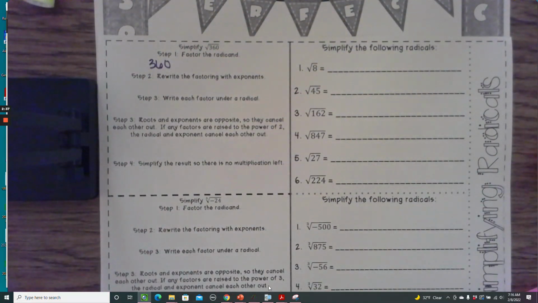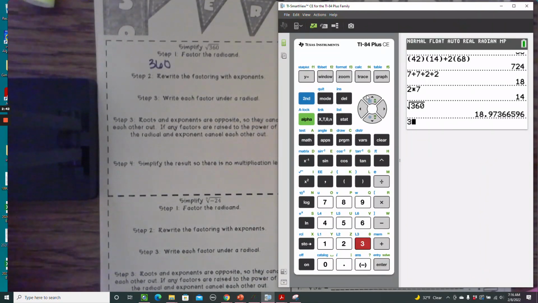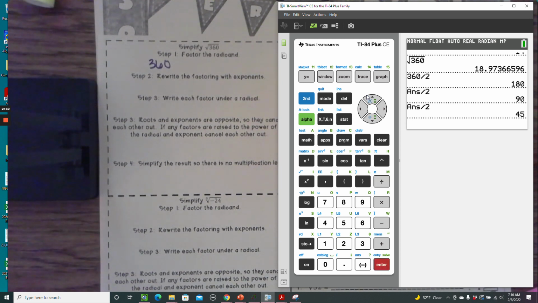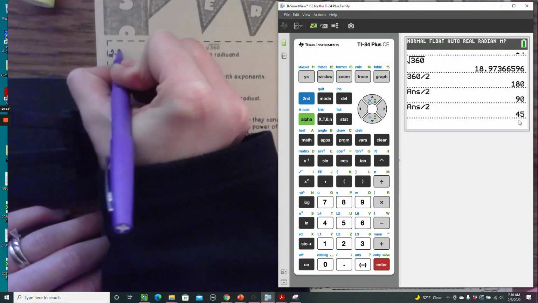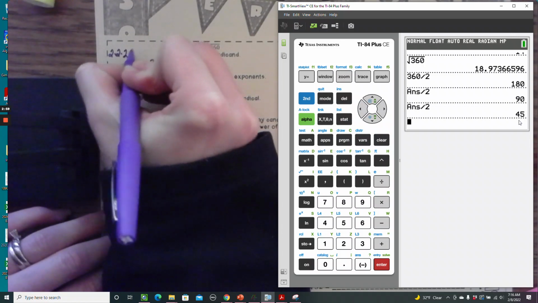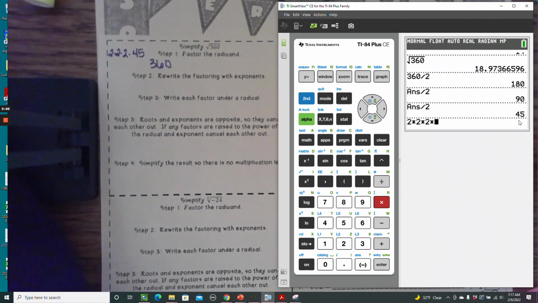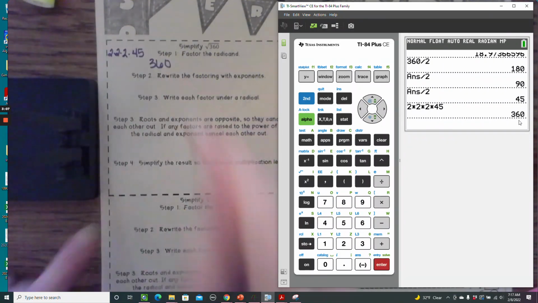So there's different ways to do this. Start with a factor that you know. 360 is even, so I know I can divide it by 2. Okay, I can divide 180 by 2. I can divide 90 by 2. 45 is where I can no longer divide by 2. So I know that I've got right now 2 times 2 times 2 times whatever's left, 45. So again, I'll work backwards. Gives me 360. So now I need to break down this 45.